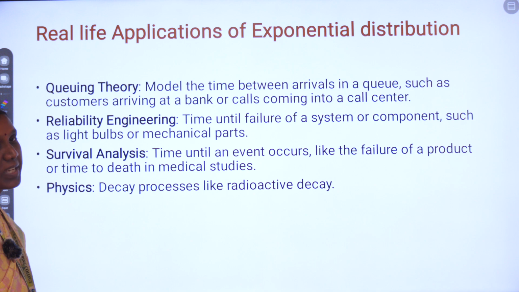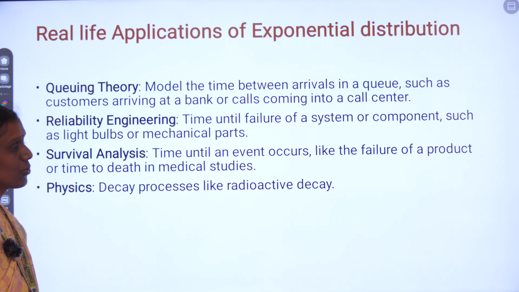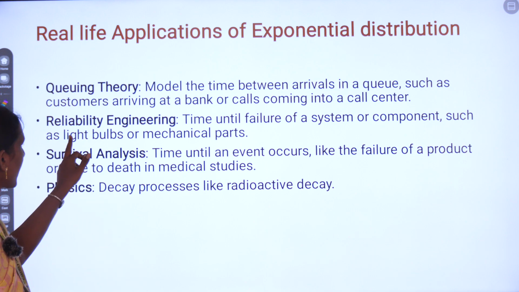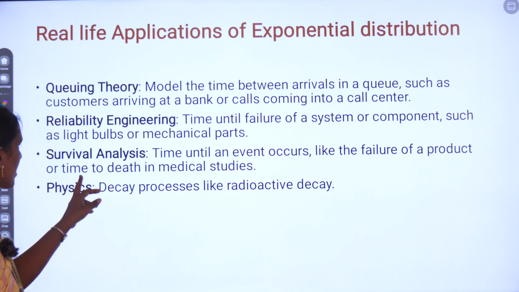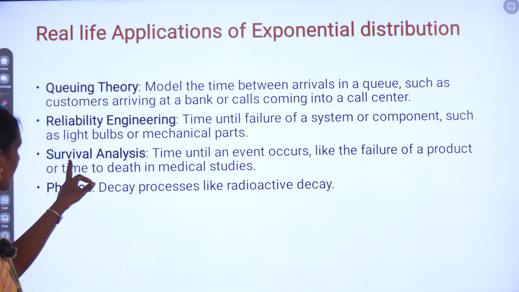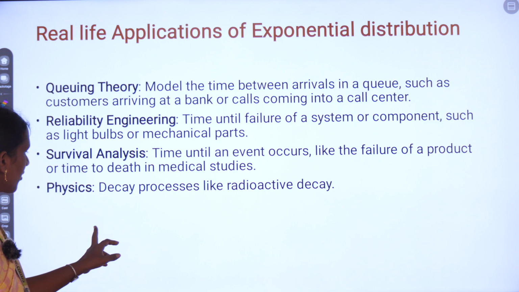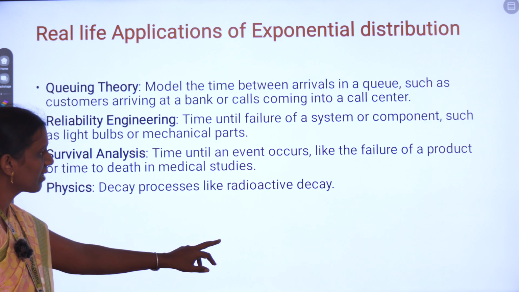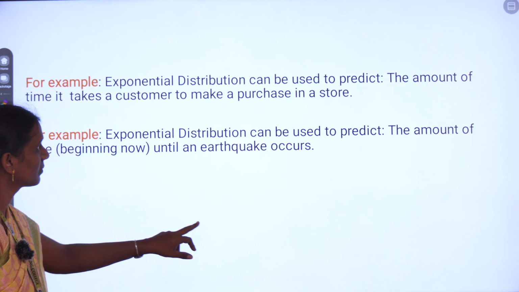So these are real life applications of exponential distribution. So first one is queuing theory. We model the time between arrivals in a queue, such as customers arriving at a bank or calls coming into a call center. The second is reliability engineering: time until failure of a system or component, such as light bulbs or mechanical parts. Next is survival analysis: time until an event occurs, like the failure of a product or time to death in medical studies. In physics, it is decay processes like radioactive decay. So these are the real life applications of exponential distribution.